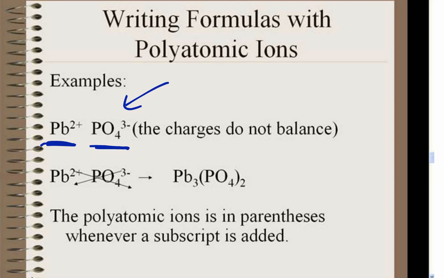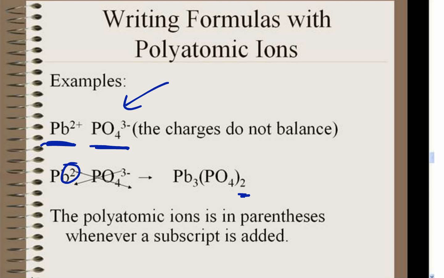PO4 has a -3, so our charges don't bounce them. We cross them. Notice, if we need to take two of our phosphates, we need to put it inside parentheses. So if I need to take multiples of that phosphate, I have to put it inside parentheses.